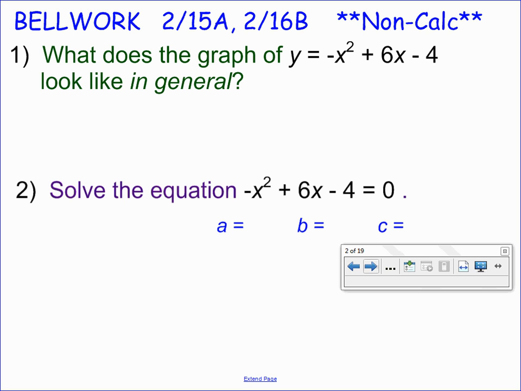Absolutely. We've got an upside down parabola. So in general, what does this look like? Without plotted points or a table of values or a graphing calculator, we could just say this is an upside down parabola.